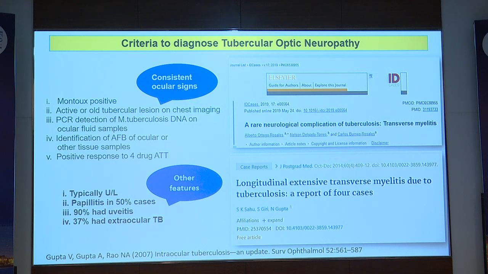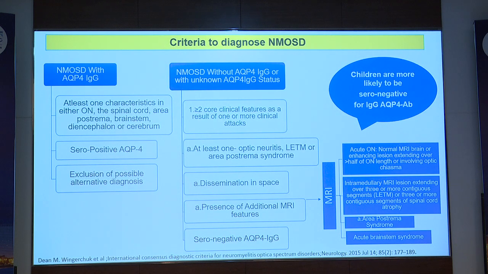There's a difference between transverse myelitis and longitudinal extensive transverse myelitis: in transverse myelitis there is involvement of 2 or fewer spinal segments, whereas in longitudinally extensive it is 3 or more. Transverse myelitis itself is very rare in tuberculosis, and so LETM makes it an even rarer presentation in these cases. So this all clouded our diagnosis. We have laid out the criteria for neuromyelitis optica spectrum disorder, which the patient met, and children are likely to be seronegative for aquaporin 4 antibodies.